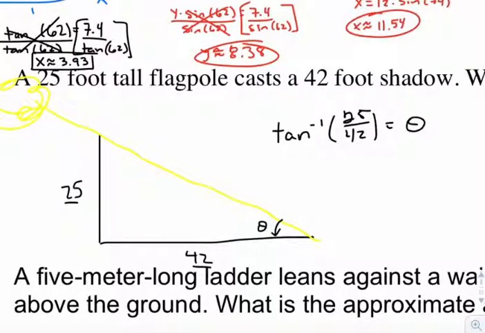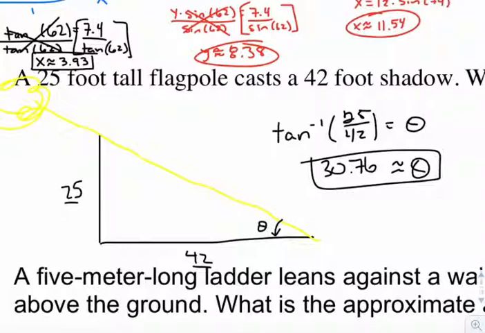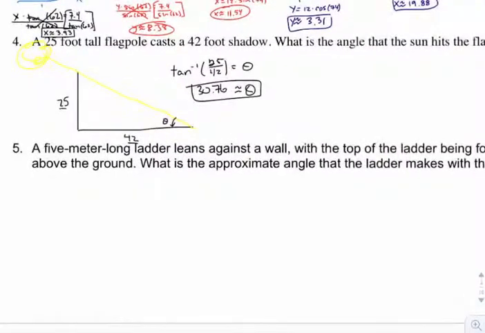gets to be theta. Now this is not something I have to do any more than actually just go ahead and calculate. Let's see, so 25 divided by 42. And we'll take the inverse tangent of that function, and that tells us theta is approximately 30.76. All right, let's see.